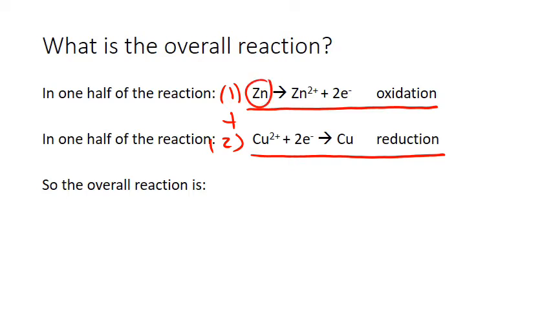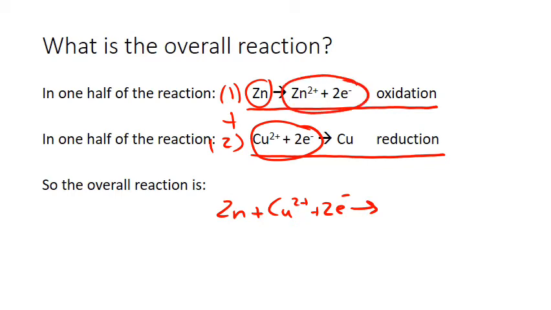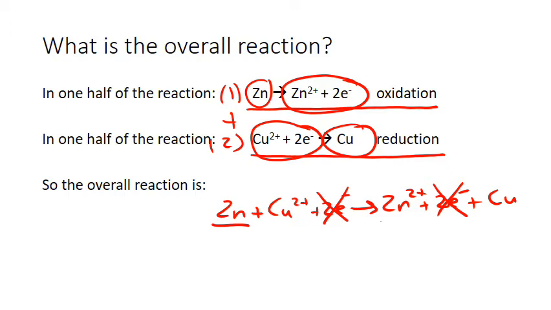And what do we get? Zinc, I'm adding everything on the left first, plus copper 2 plus plus 2 electrons goes to, I've got my zinc 2 plus ions plus 2 electrons and my copper. So if I add everything on the left and everything on the right, that's the overall reaction that is happening. I can cancel the electrons because they're on both sides. And what have I got? Zinc is forming zinc 2 plus, copper 2 plus is being reduced to copper. The overall reaction is zinc plus copper 2 plus ions goes to zinc 2 plus and solid copper. And there's my net ionic equation.